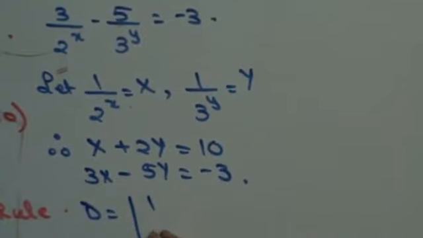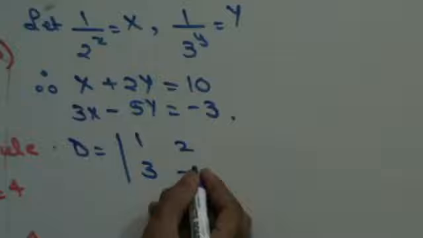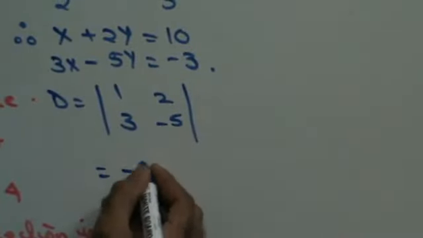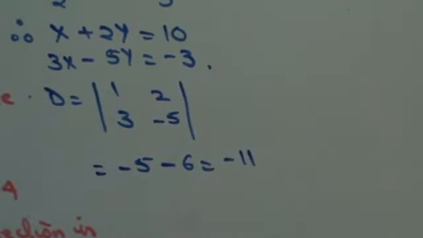How do you find out D? Write the coefficients of x one below the other. Write the coefficients of y one below the other. Right? So in that case, this is going to be principal diagonal minus the other diagonal. So this is minus 5, minus 6, minus 11.